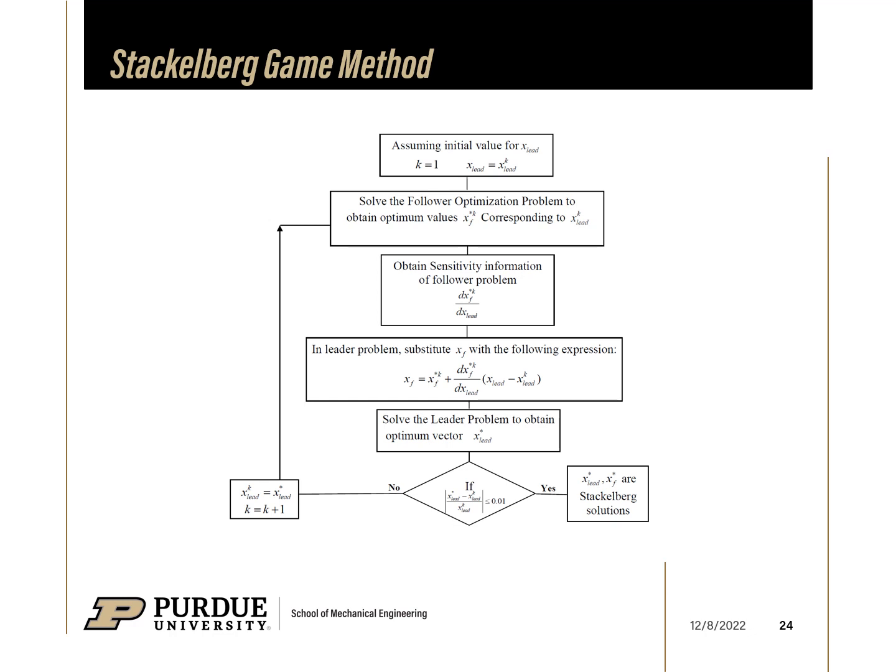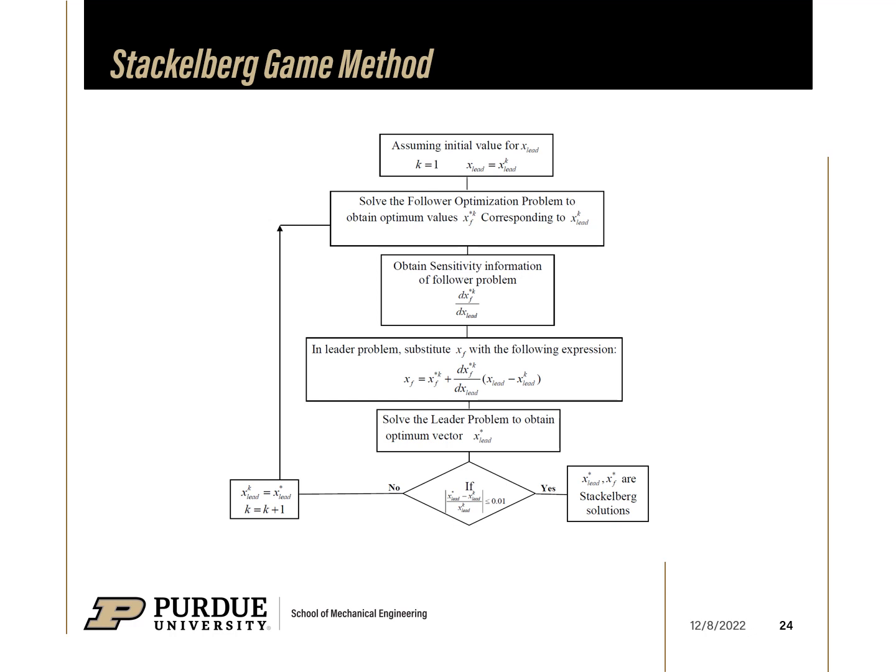This methodology is very similar to what was presented for the Nash solution. The first step is to assume values for the leader. From there, solve the optimization problem for the follower based on the assumed value of the leader. Use the methodology to find the sensitivity information for the follower with respect to the leader. Using this information, the optimum solution for the follower can be linearized. Apply this equation to the leader's optimization problem and solve for the optimum values.